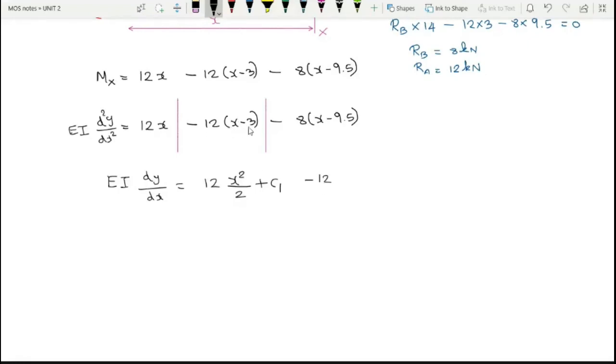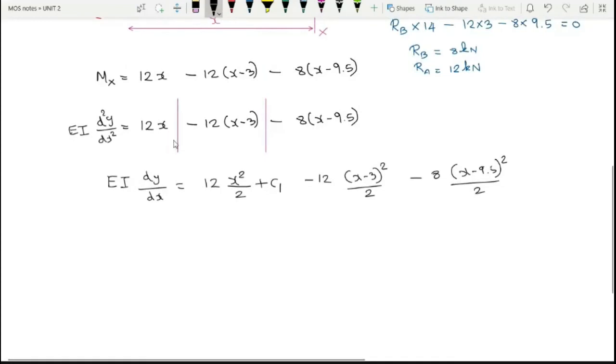Don't separate it. Last class I told you in double integration, whenever you have a term x minus 3 or x minus 9, it is an entire variable. You can consider this as capital X. So when I integrate capital X, you will get capital X square by 2. So I have to integrate like that. Don't separate this. So minus 12, x minus 3 the whole square divided by 2, right? Minus 8, this will be x minus 9.5 the whole square divided by 2.